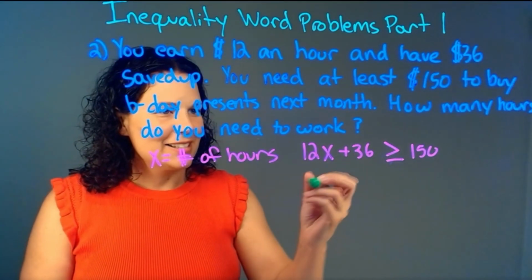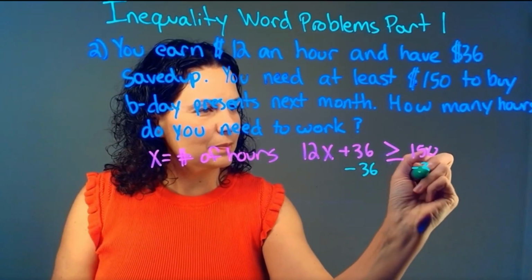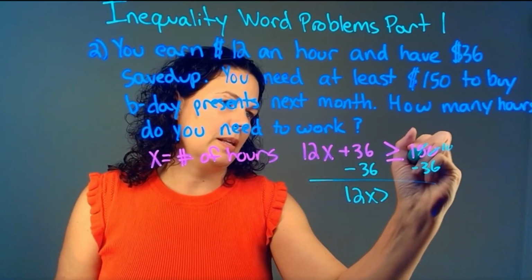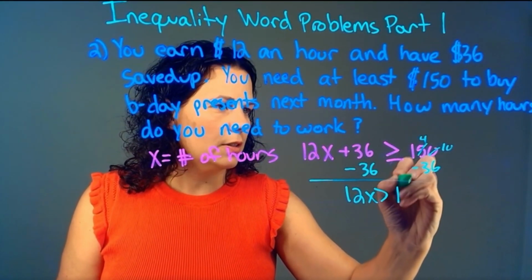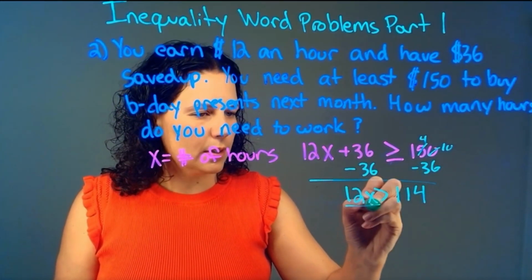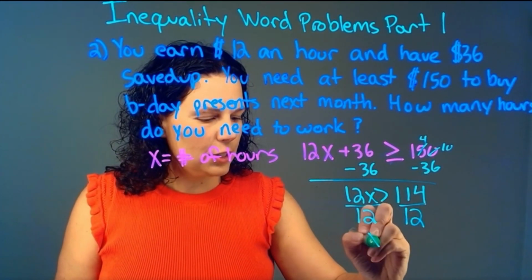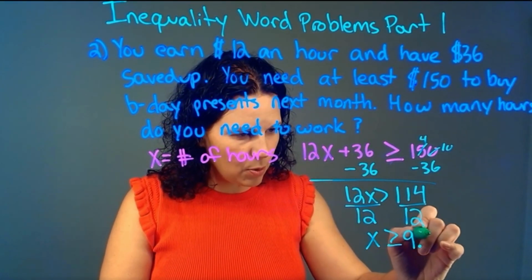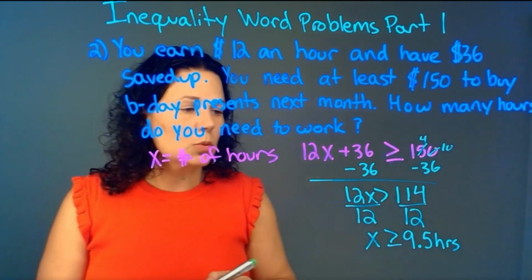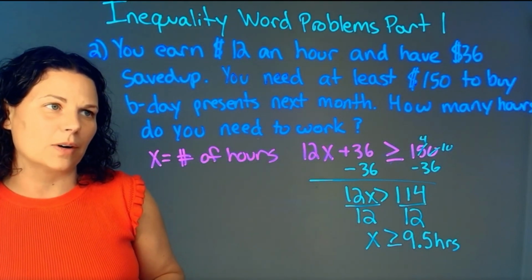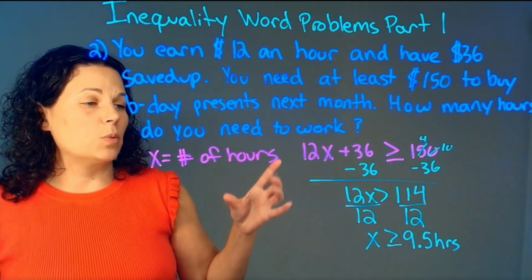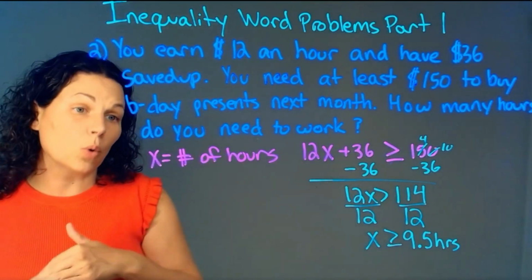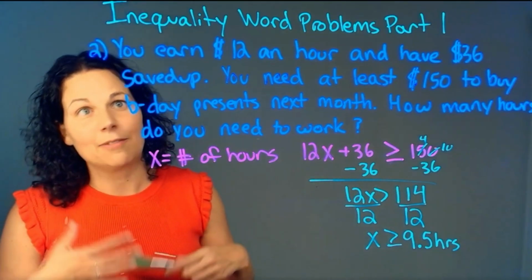Now let's solve this. Subtract 36. 12x is greater than or equal to 114. We're going to divide that by 12. And just to save time, I did this on my calculator, and it's greater than or equal to 9.5 hours. So you must work at least 9.5 hours to get your $150. If you work exactly 9.5 hours, you'll get exactly $150. If you work more than that, then you'll have some extra money that you could save or spend.